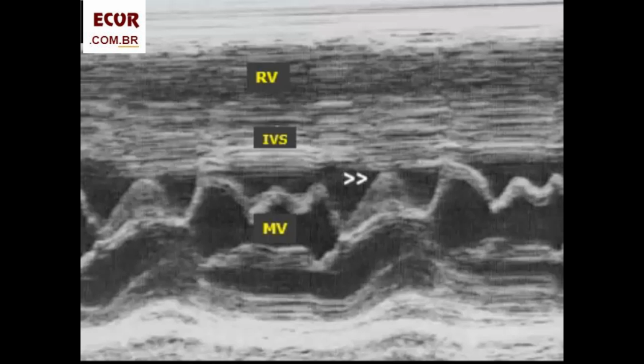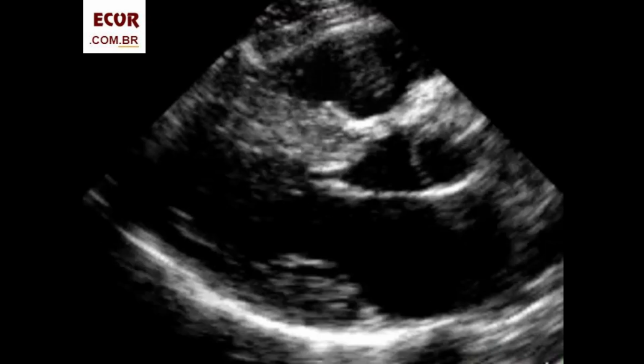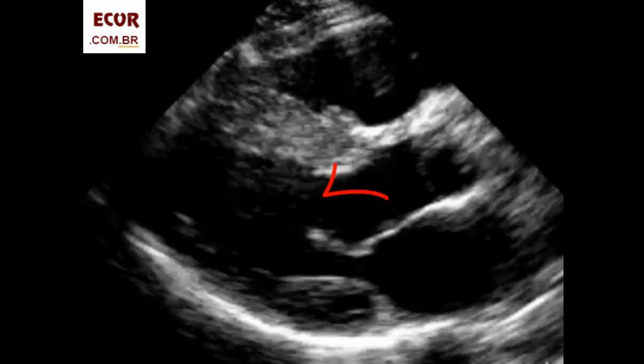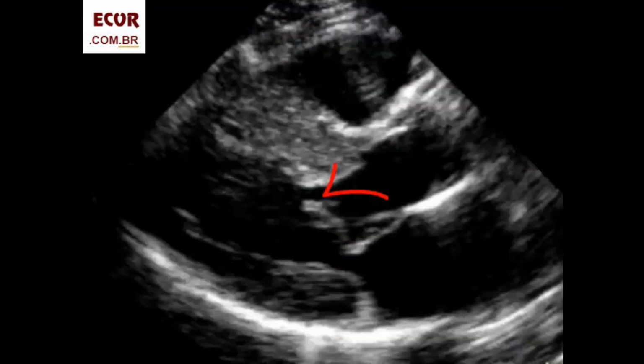When the SAM touches the IVS, there always will be an LVOT gradient. Even before Doppler, we could call this image a hypertrophic cardiomyopathy with left ventricular outflow gradient. Here we see the classical SAM of the mitral valve by 2D echo.